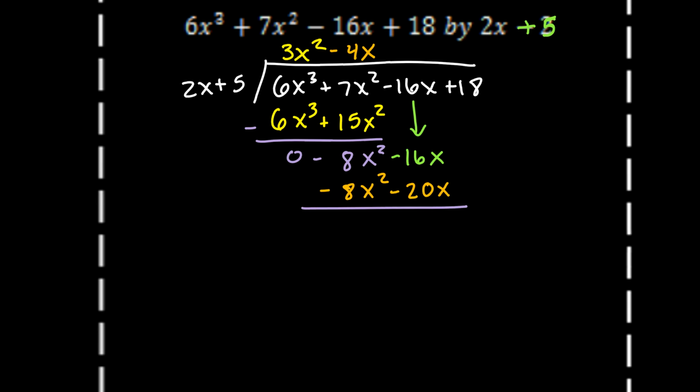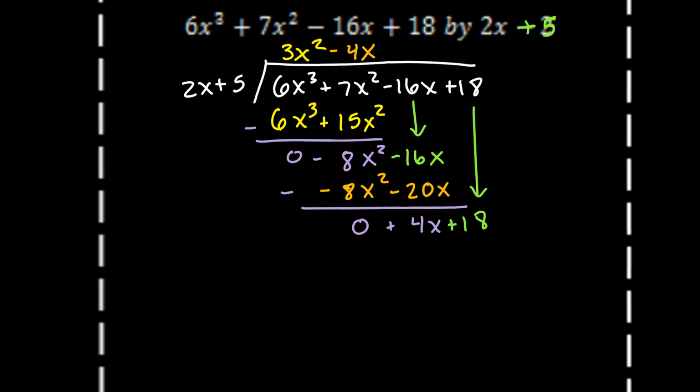And then we subtract them. So what is negative 8x squared minus negative 8x squared? 0. And negative 16x minus negative 20x. 4x. Good. And then what do we do? Bring down the last term, the 18.